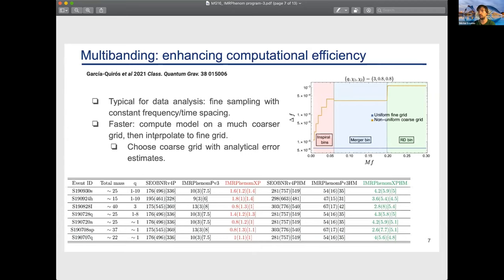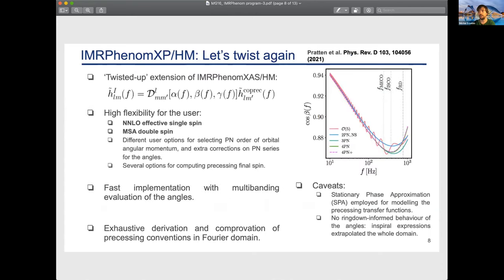So the idea is to compute the model on a much coarser non-uniform grid that is selected by analytical estimates of error thresholds, and then extend in a cheap way to the finer uniform grid. With this method, IMR Phenom XHM becomes the fastest full IMR multimode model available, and by extension, its precessing extension benefits from this. The precessing extension, IMR Phenom XPHM, is the default model of the family. Currently it is the most generic one, although still restricted to quasi-circular binary black hole systems, but with generic spins, and is described in this paper by Pratt et al.